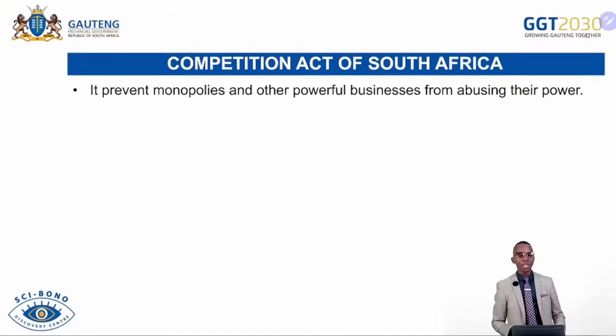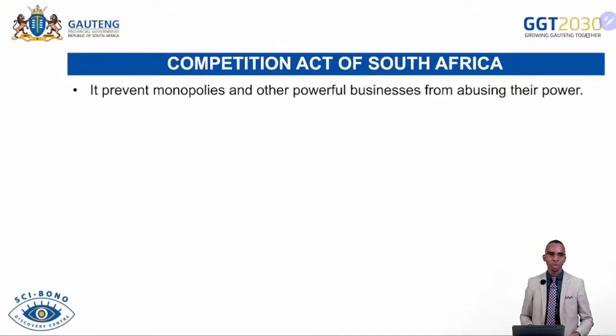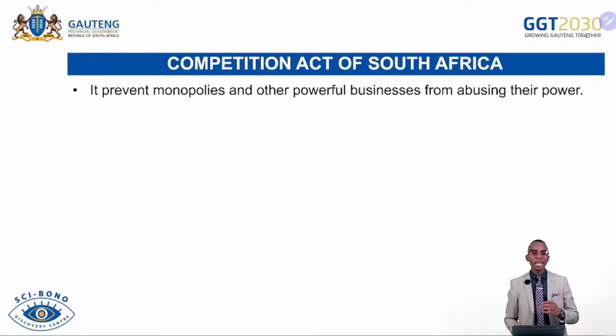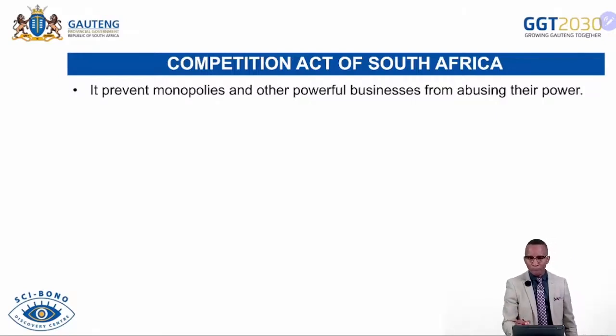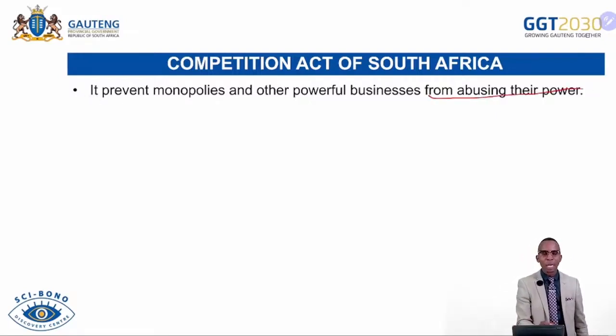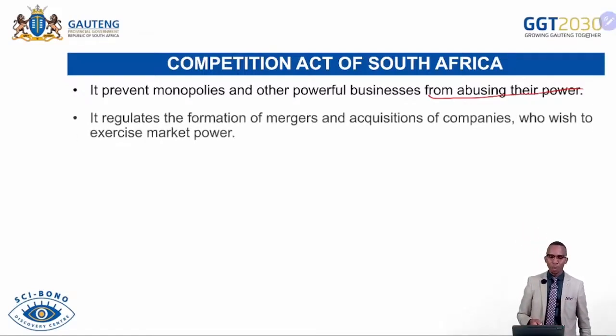And then the Competition Policy Act of South Africa, this is the last portion of our lesson. So what are the main objectives? What does the Competition Policy Act of South Africa do? It prevents monopolies and other powerful businesses from abusing their power. So it simply prevents businesses from what we call power abuse, those dominant firms abusing their power within the market. We talk here about monopolies and oligopolies that can abuse their power within the economy.